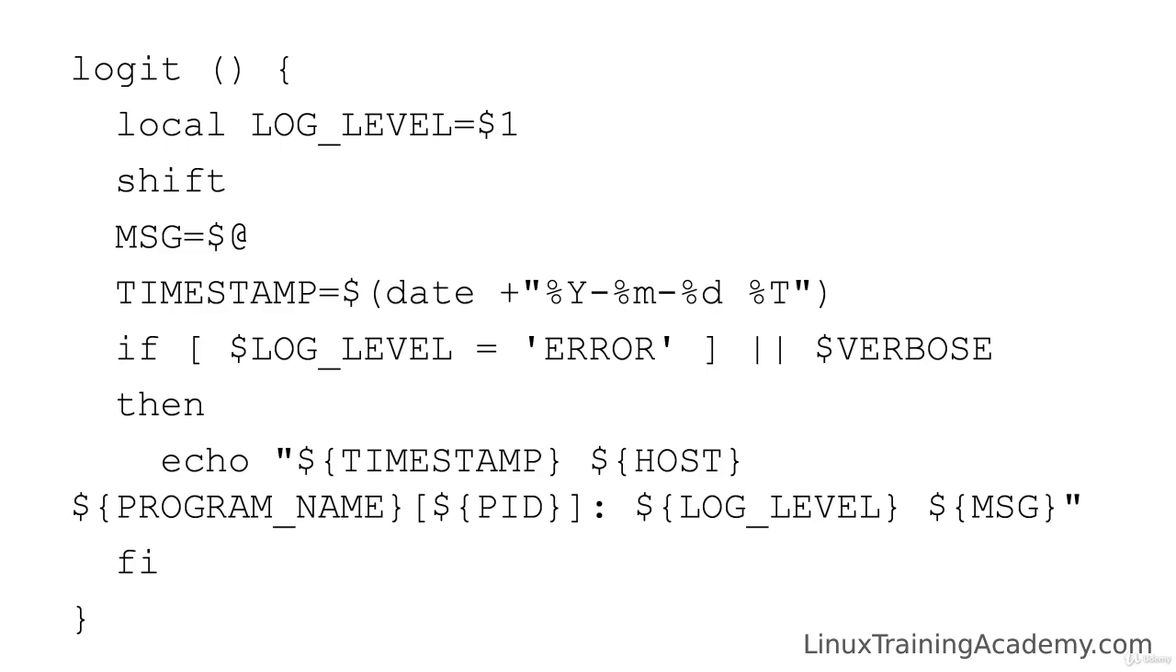Next, a timestamp variable is created and assigned some output from the date command. If the log level variable is set to error or the verbose global variable is set to true, then a message is echoed to the screen which includes information such as the timestamp, the log level, and of course the message. Instead of using echo, this function could have employed the use of the logger command if we wanted to do that.